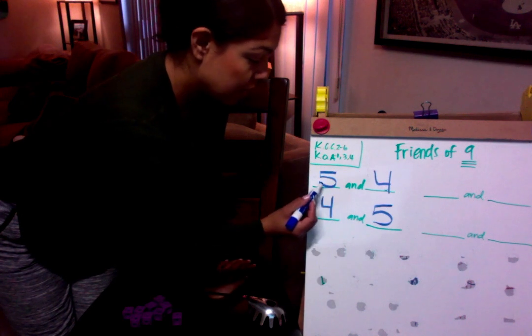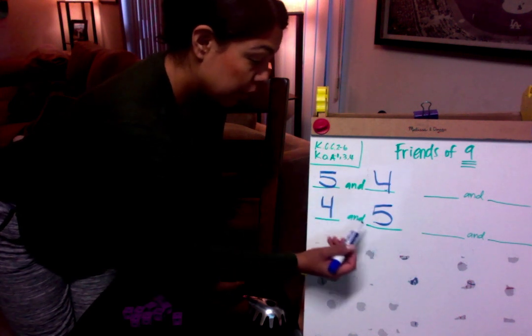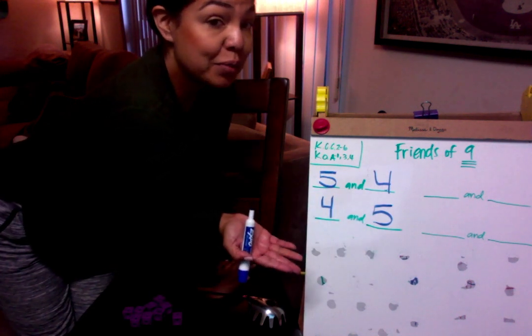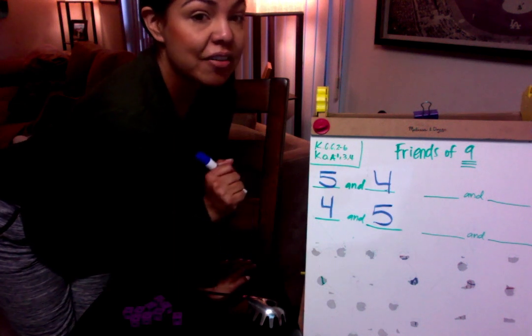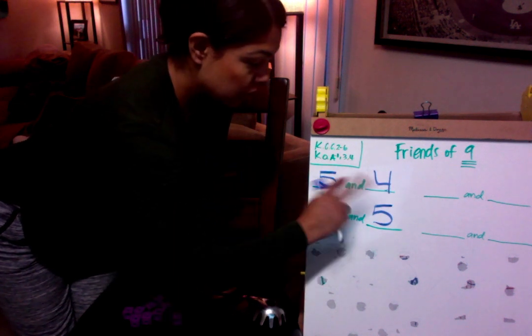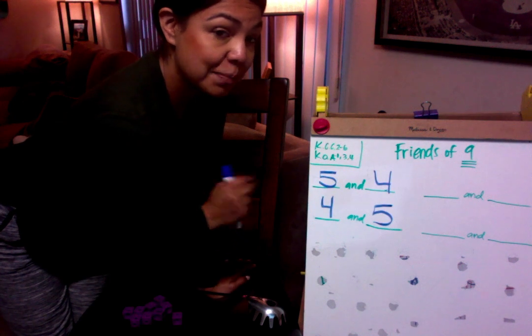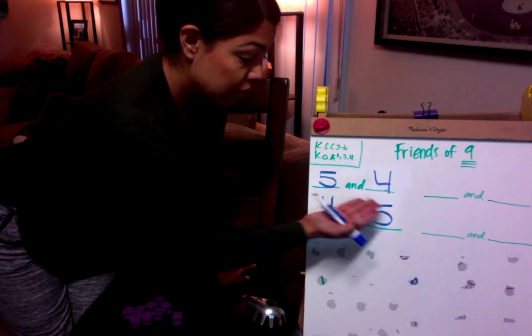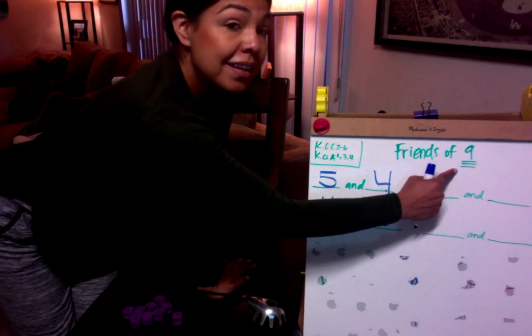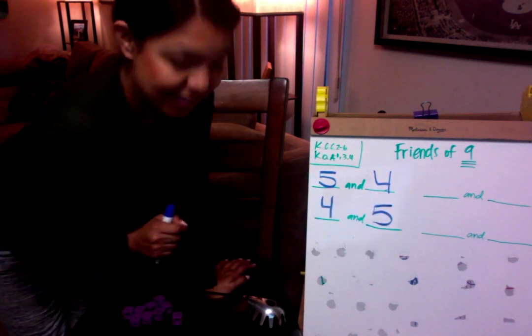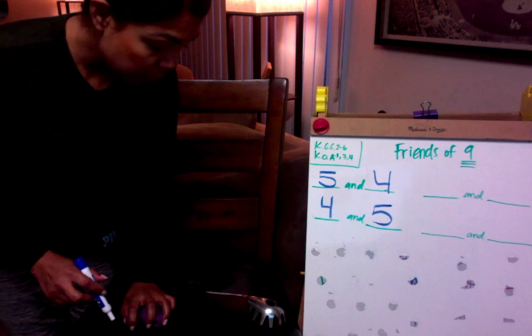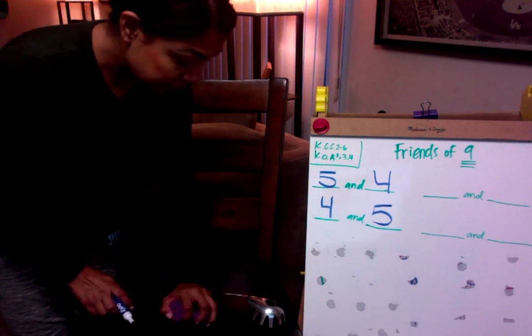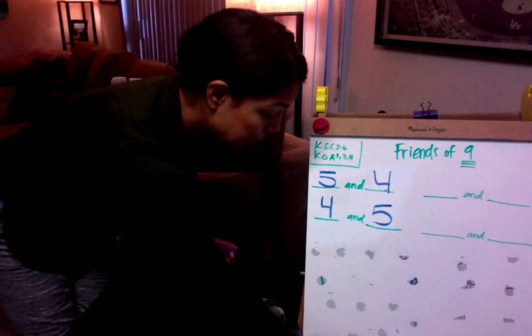So let's say here, 5 and 4, 4 and 5. Are they the same numbers? Yes. Are they just kind of switched up? Yes, because even if they're in a different place, together they still are friends of 9. Correct. Okay, we're going to do one more just so we can test it out. Okay, so I'm going to put my marker right back.